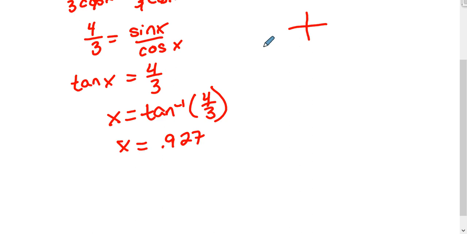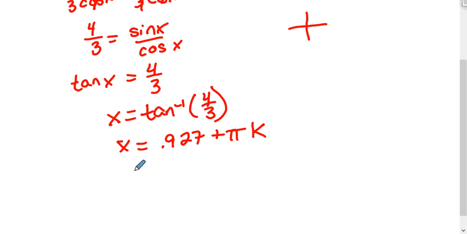But do you remember what tangent's period is? How long does it take for tangent to repeat itself? Pi. So tangent repeats itself every pi. Therefore, instead of adding 2 pi k to this, we are going to add pi k, where again, k can be either positive or negative.